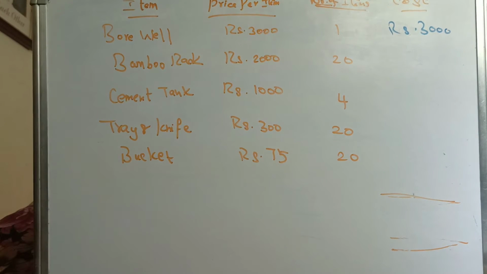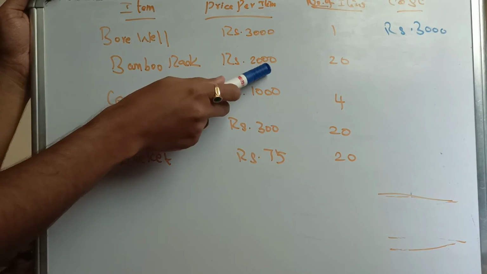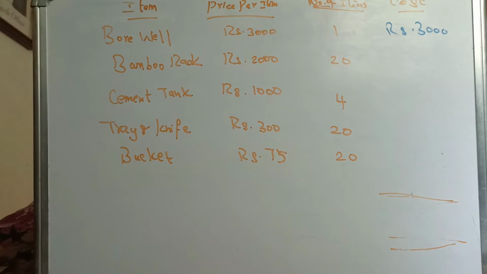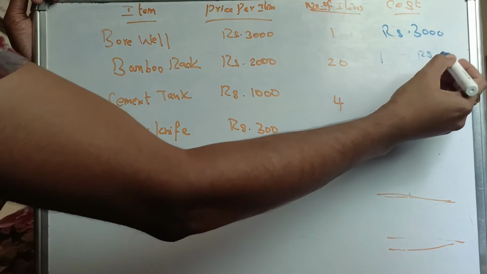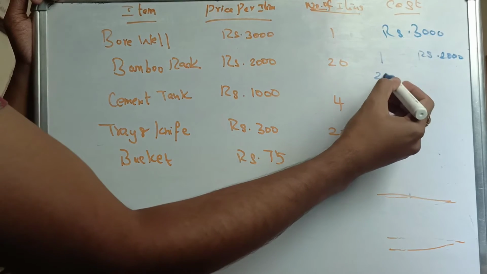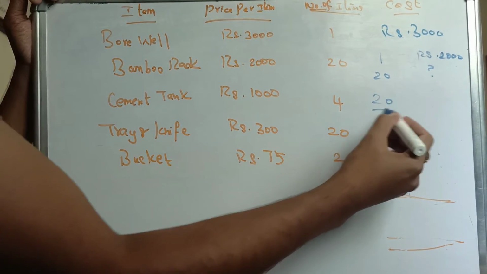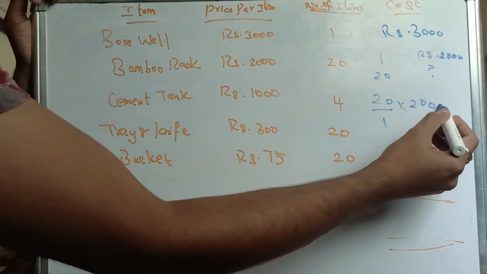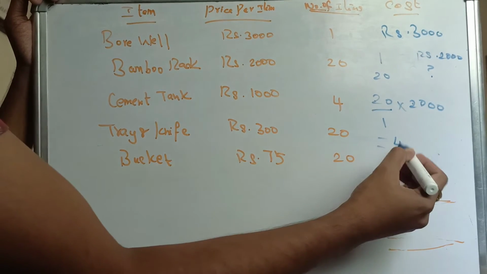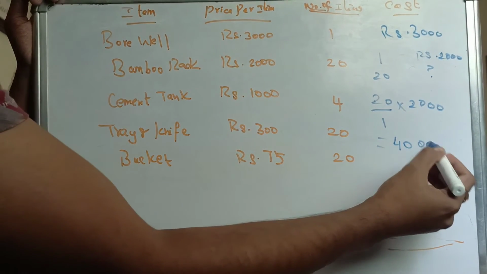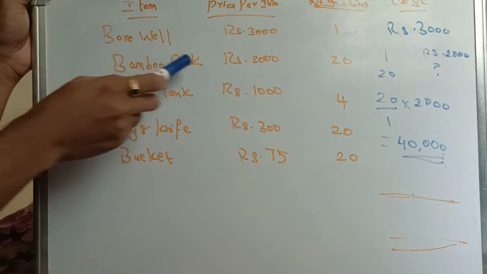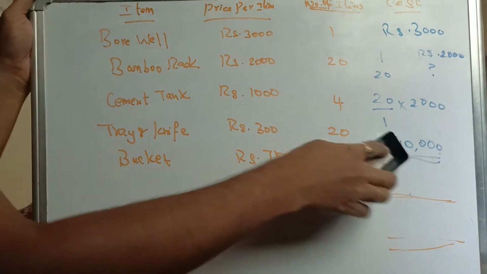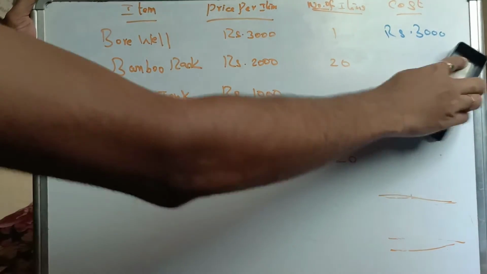Okay, next one is bamboo rack, 1 rack is rupees 2000. But the quantity required for your fish drying factory is 20, so go with the direct proportion formula. 1 is rupees 2000, so 20 is how much? 20 divided by 1 into 2000. What is the answer? 2 2s are 4, here 1 0, here 3 0, which means 40,000 rupees is the total cost required for 20 bamboo racks. So put that here.